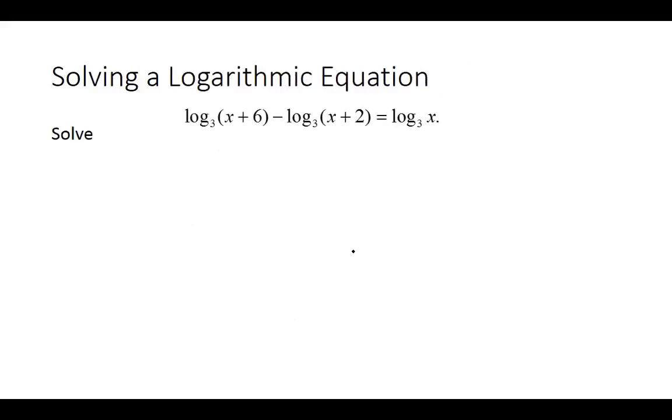Now would be a good time to pause the session and see if you can actually get these answers using your calculator. In this example here, we have log of x plus 6 minus log of x plus 2 on the left-hand side. On the right-hand side, we have log of x.